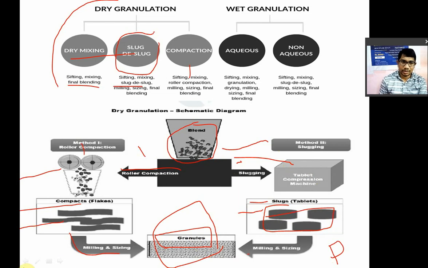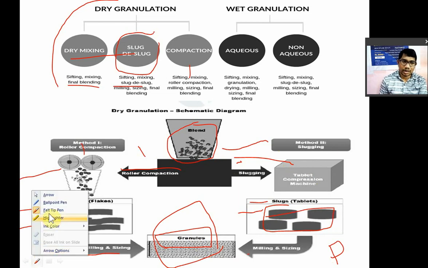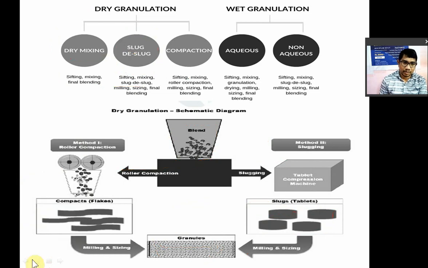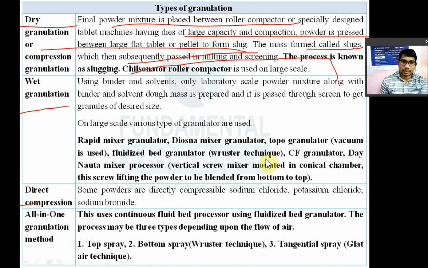What is this slugging and deslugging? Making of a large size tablet of the final mixture is known as slugging, and breaking of this tablet into smaller granules is known as deslugging. So the question comes: slugging and deslugging occurs in which type of granulation? Slugging and deslugging occurs in dry granulation. So in dry granulation, the chilsonator roller compactor is used in large scale dry granulation.